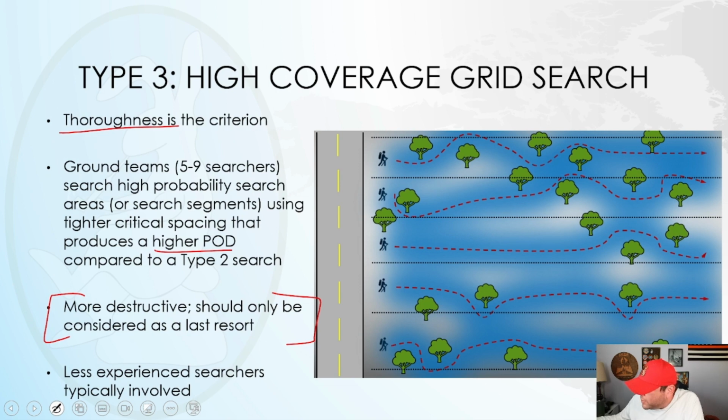Much tighter critical spacing. Remember on the last slide we looked at the field of vision, the blue representing the field of vision, and there wasn't a whole lot of overlap. Here we have much more overlap. It may even be tighter than this, where you may have enough overlap to see a body, but not enough overlap to see a small clue. But it's much tighter, much more overlap.